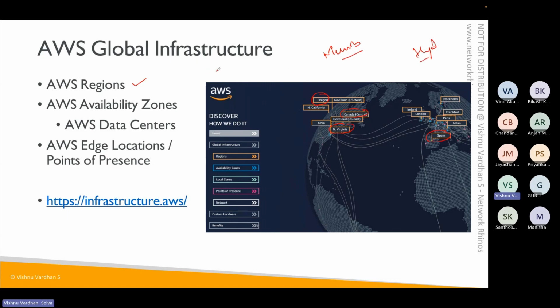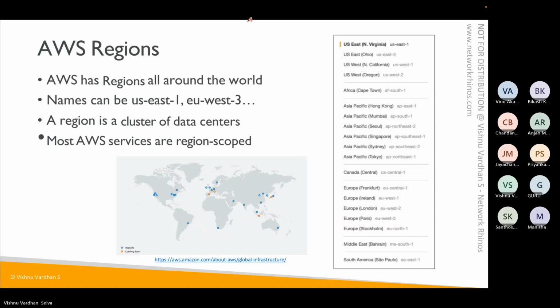Region in English also, region means what? The area, right? In the same way here, AWS region means the area where Amazon has deployed the data centers. Yeah, that's called a region. So AWS has regions all around the world and they name them like US East 1, US West 3.